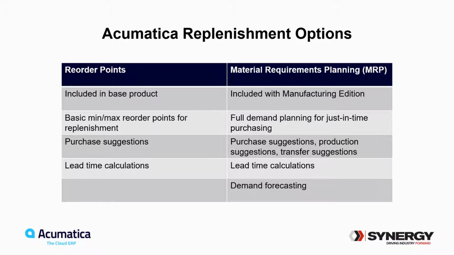The use of reorder points in Acumatica is included in the base product and is considered a basic or more simplified version of replenishment. There is also more advanced demand planning in Acumatica with our Material Requirements Planning, or MRP, module. This module is included with Manufacturing Edition and gives users just-in-time purchasing suggestions. In other words, exactly when you need to take action on your replenishment in order to meet your promise dates for your customers. The MRP module also includes demand forecasting.